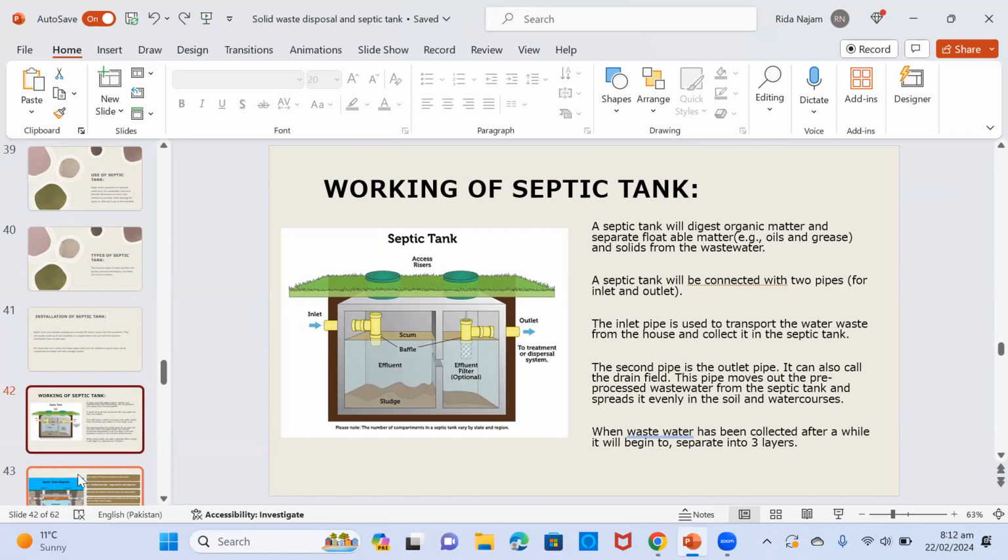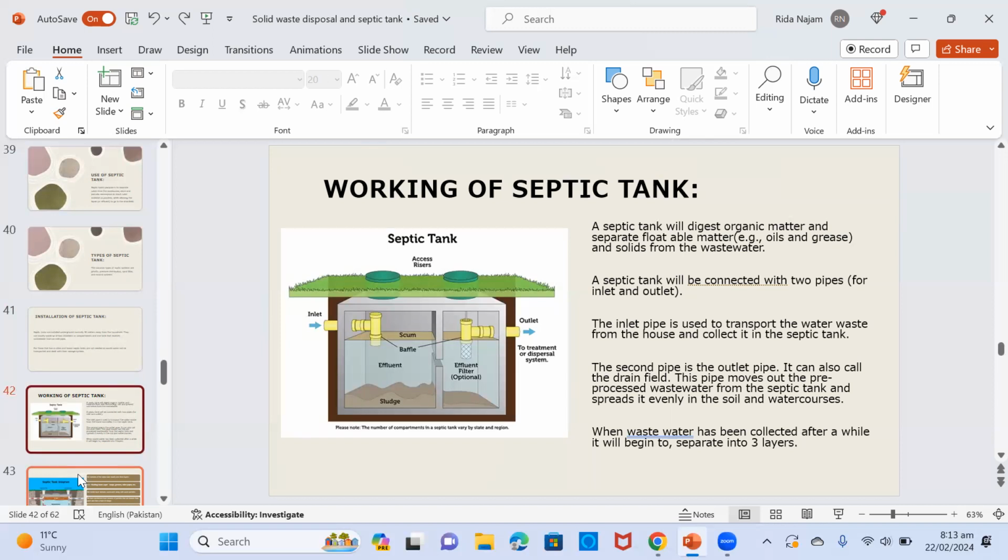Working of a septic tank. A septic tank will digest organic matter and separate floatable materials such as oils and grease, and solids, from the wastewater. A septic tank will be connected with two pipes, both an inlet and an outlet. The inlet pipe is used to transport the wastewater from the house and collect it in the septic tank. The second pipe is the outlet pipe. It can also be called the drain field. This pipe moves out the pre-processed wastewater from the septic tank and spreads it evenly in the soil and the water courses. When the wastewater has been collected after a while, it will begin to separate into three layers.